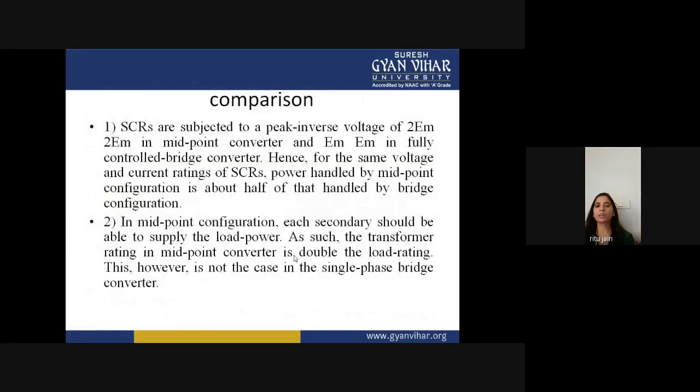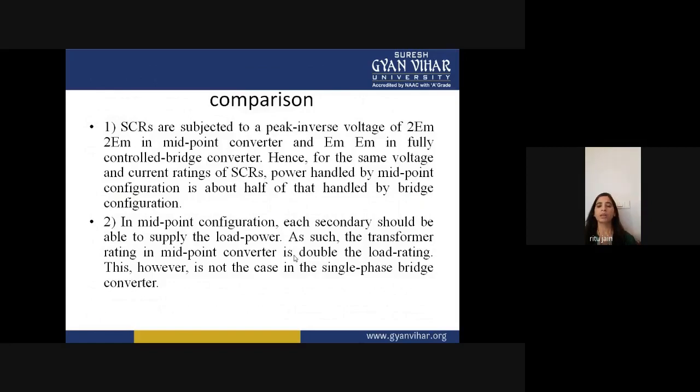Now we can compare these converters to each other. The SCRs in a midpoint converter are subjected to a peak inverse voltage, which is 2 Em or 2 Vm, you can say, in the midpoint converter. If you talk about the fully controlled bridge converter, the voltage appearing across it will be Vm.